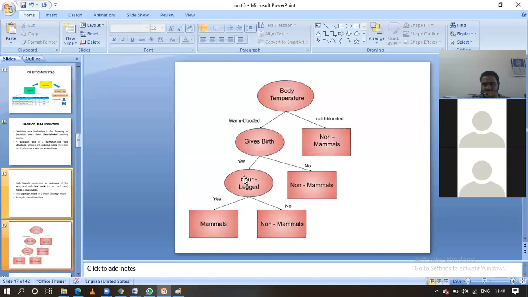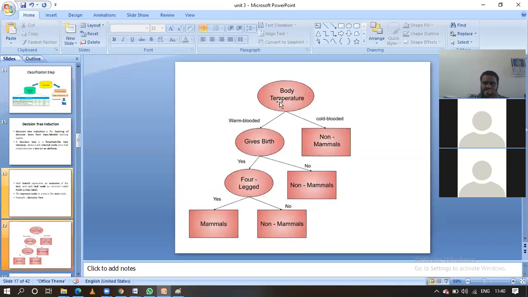Likewise, after this condition we will have another internal node. What is the condition here? Four-legged. Yes means it's a mammal, no means it's a non-mammal. Likewise, we are going to classify the overall data. Here we have classified the overall data.